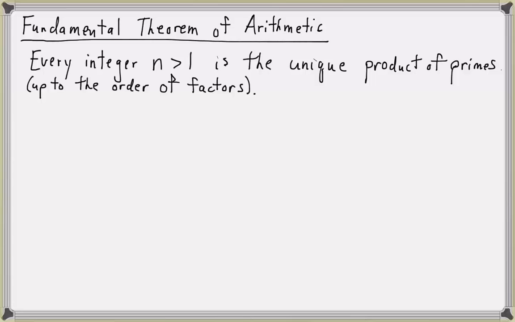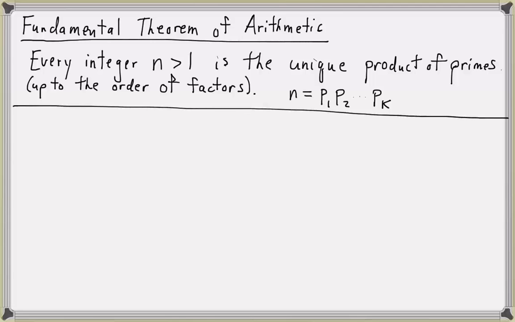So every integer n can be written as a product of prime numbers p1, p2, up to pk. So for this proof, we're going to first prove the existence of a prime factorization for any integer n, and then for the second part, we will prove that this product must be unique. So first, let us establish the existence of a prime factorization.